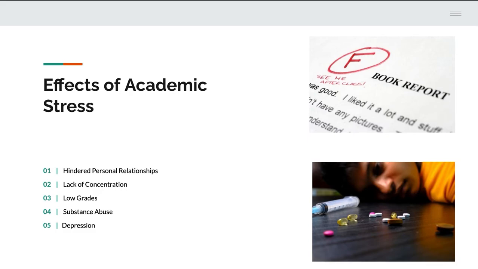Effects of academic stress include increasingly unhealthy relationships with others, lack of concentration, low grades, and two more serious effects that are becoming increasingly relevant: substance abuse and depression.